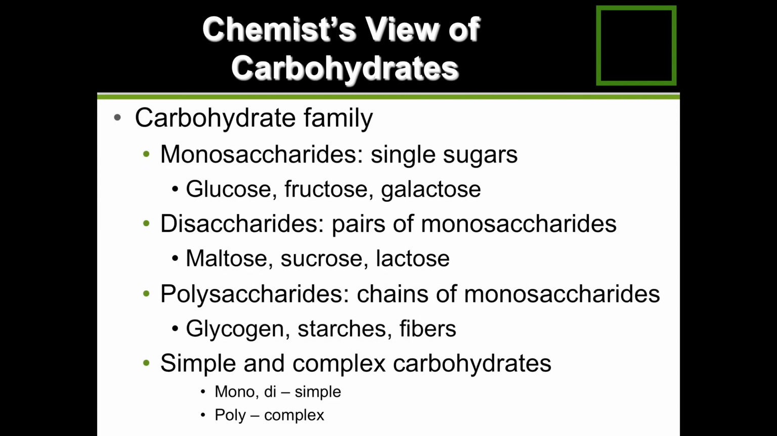Okay, so the carbohydrate family, you have your monosaccharides. So again, here you're going to see terminology. Saccharides means carbohydrate or sugar. So monosaccharides are your single sugar. This is your glucose, fructose, and galactose. Your disaccharides are the pairs of monosaccharides. So two monosaccharides come together and they form maltose, sucrose, and lactose. And then your polysaccharides are chains of monosaccharides together, and this is what forms your glycogen, starches, and fibers.